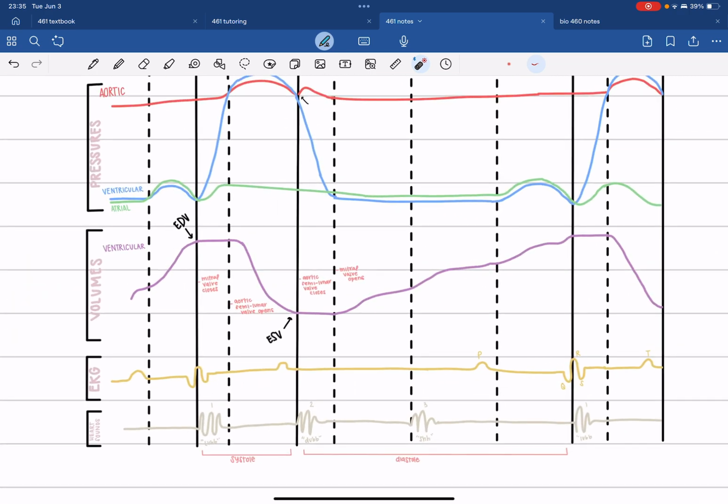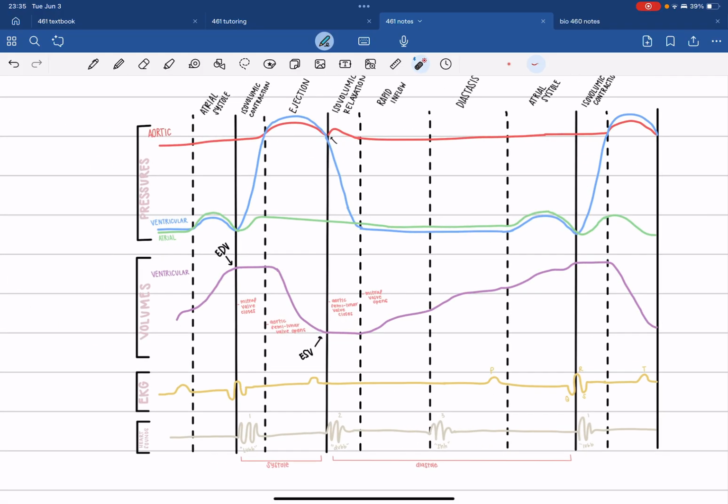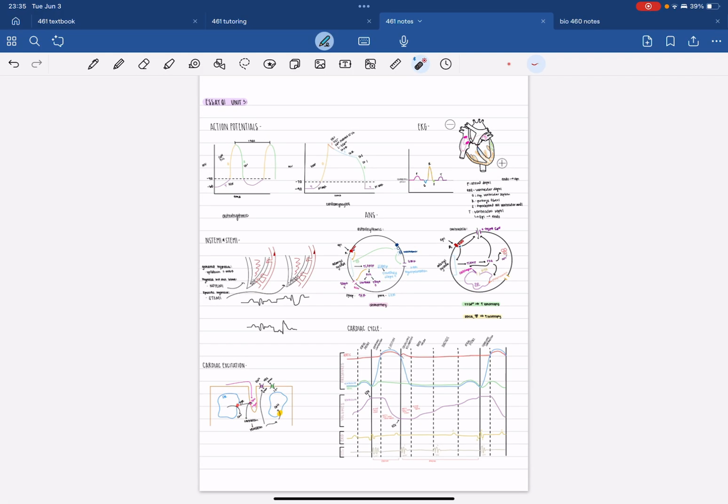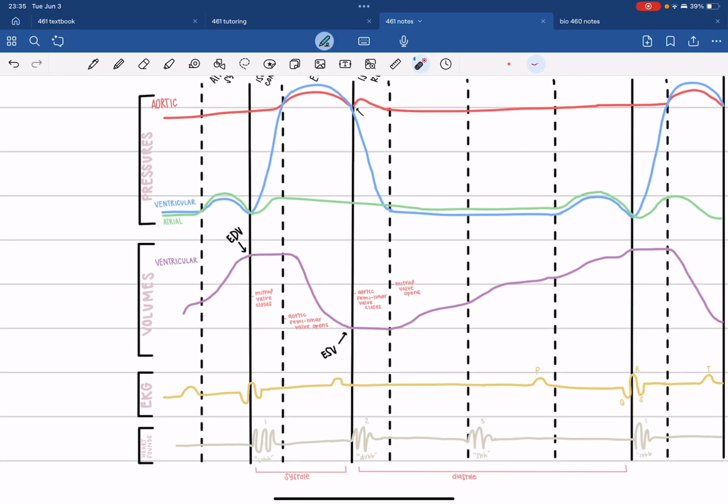Then we can add in our EKG, and we already talked about what all of this means. Depolarization has to happen right before contraction. We're going to see that the P wave happens right before atrial systole. Then that QRS complex happens right before ventricular systole. And then that T wave happens right before ventricular diastole, which makes super sense.